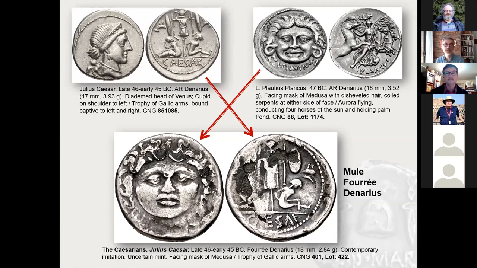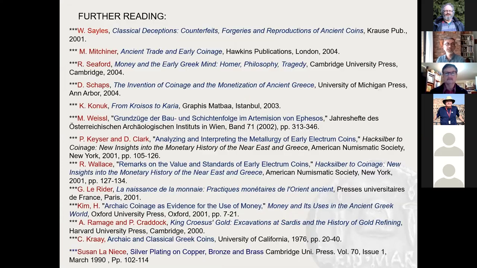And this issue is going to continue to fascinate many people in the coming years and decades and centuries, I'm sure. I have here some references for further reading. Some of them are really formative, especially Wayne Sayles's Classical Deception: Counterfeits, Forgeries, and Reproductions of Ancient Coins, which is a good read. The others are interesting if you want to research deeper into the science of ancient numismatics. But it's a fascinating topic to research.